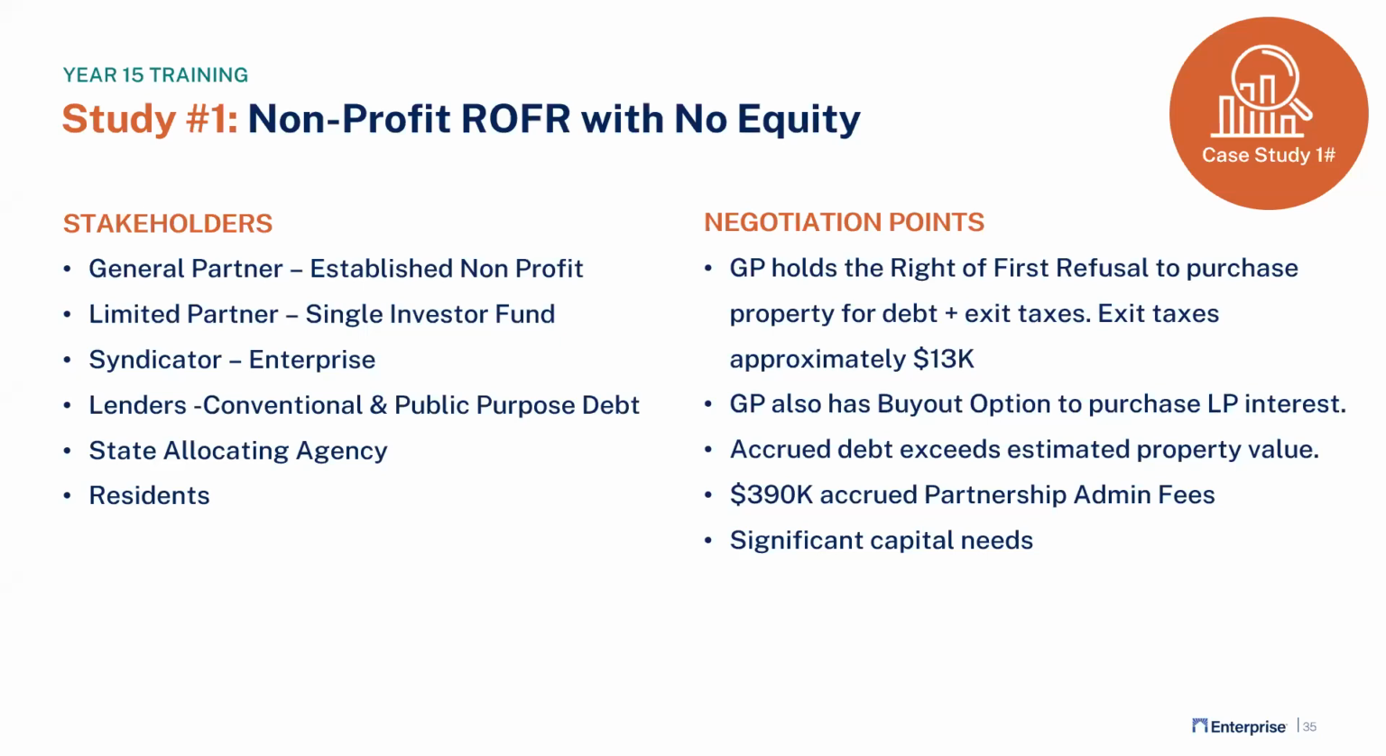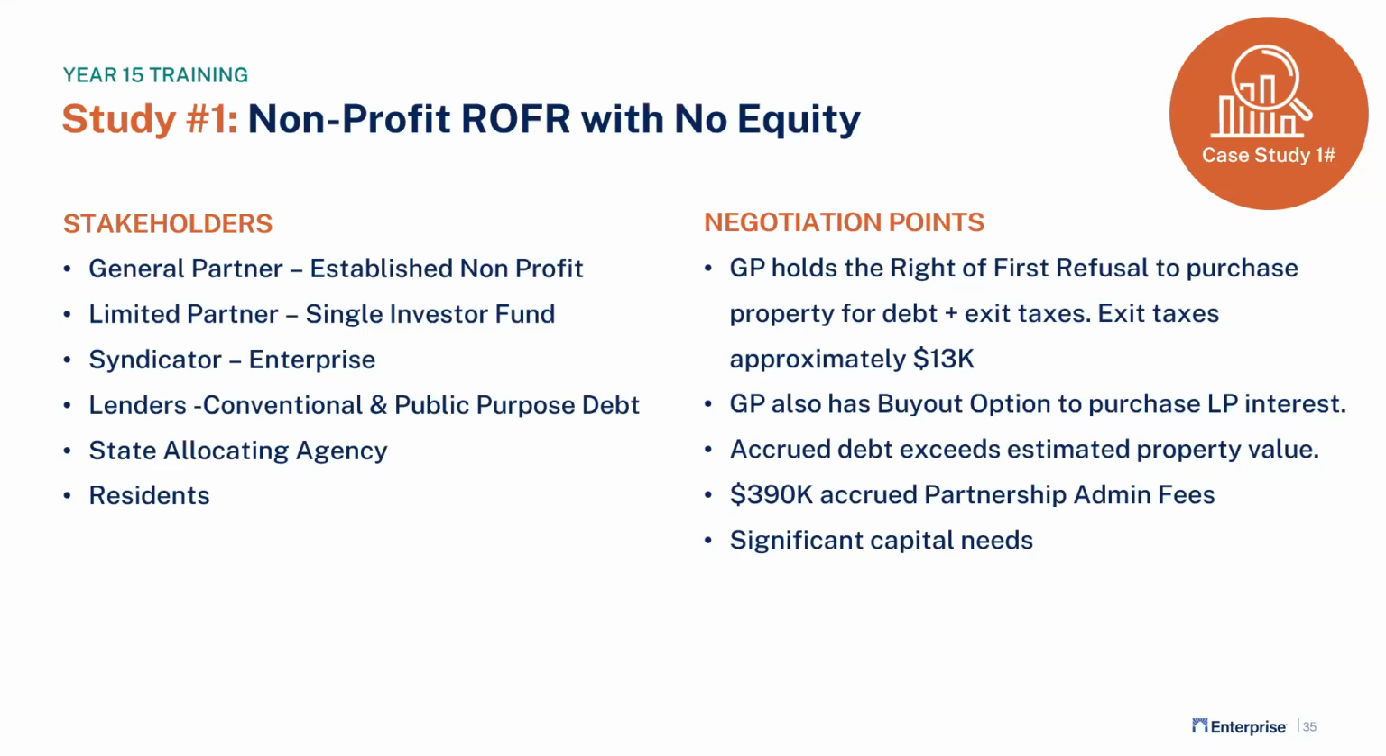Now, some of the points of the negotiation in this deal. Number one, they had a right of first refusal, and they could purchase the property for debt plus taxes. And the capital account for the limited partner was slightly negative, so the exit taxes would have been $13,000. So if we were to exercise the right of first refusal on this deal, it would be the debt plus $13,000. The general partner also had a buyout option to purchase the LP interest.